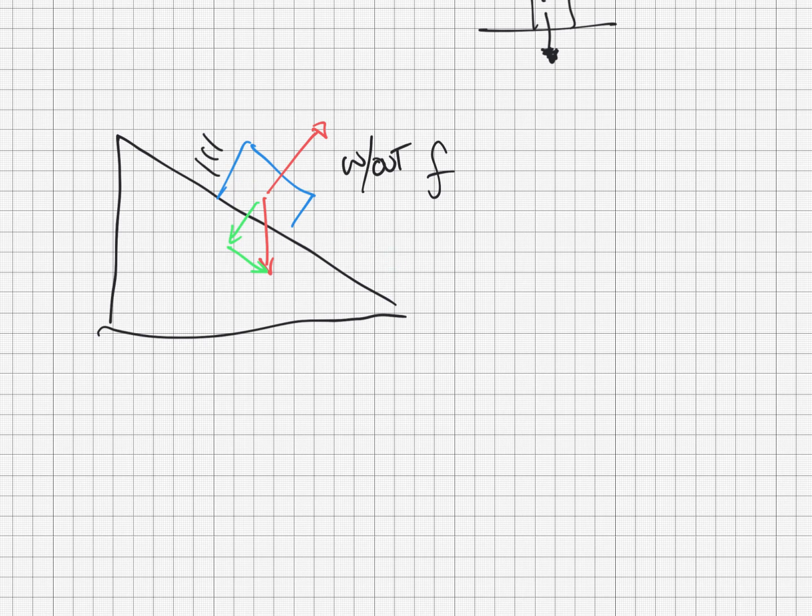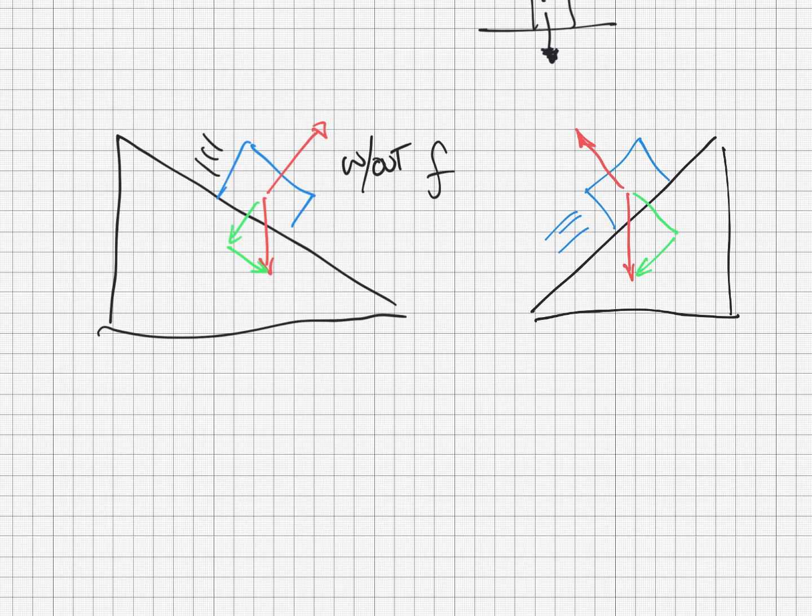Now, if we have that same object go back up the ramp, we still have gravity pointing straight down and normal force pointing perpendicular. But now when we break the gravitational force into its parallel and perpendicular components, this is actually causing it to slow down. This parallel component here is causing it to slow down because we're moving up the ramp.